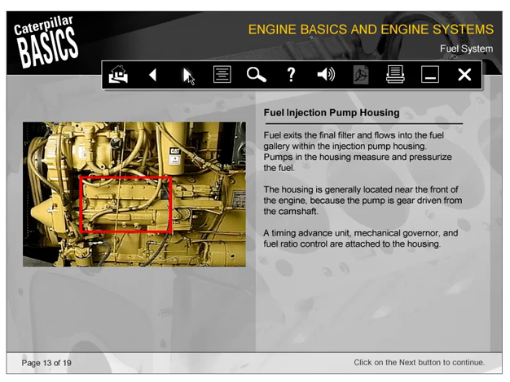Fuel exits the final filter and flows into the fuel gallery within the injection pump housing. Pumps in the housing measure and pressurize the fuel. The housing is generally located near the front of the engine because the pump is gear-driven from the camshaft. A timing advance unit, mechanical governor, and fuel ratio control are attached to the housing.